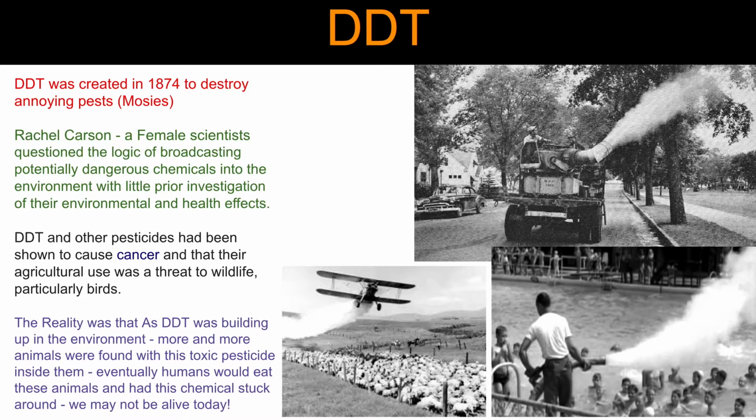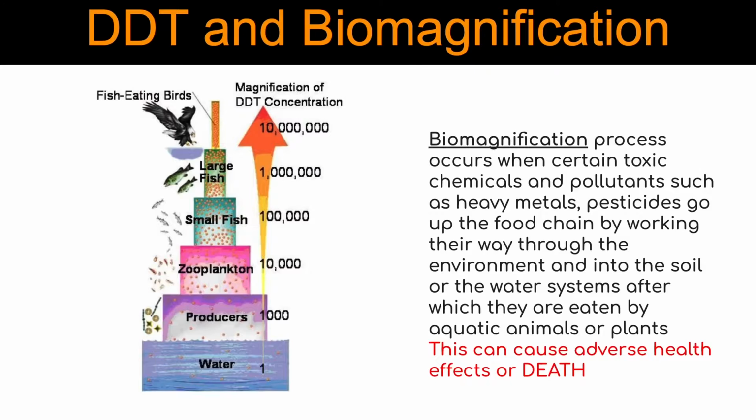The reality was that as DDT was building up in the environment, more and more animals were found with this toxic pesticide, and eventually humans would eat these animals, and it would have been stuck around today. They still do find traces of DDT in certain animals today, and that was a long time ago. If you notice in the picture, one of them is a bunch of kids on a swimming pool, and they're actually spraying DDT right into their faces because they believe that it would take away pests. Kind of crazy. DDT and biomagnification.